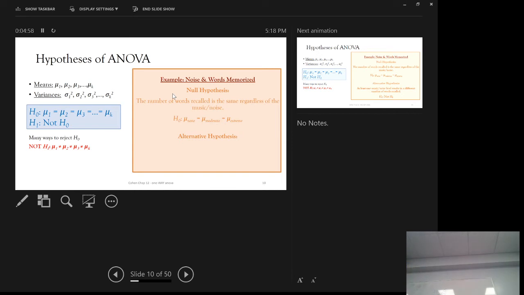So in our music and noise and memorizing, our null hypothesis would be that the average words memorized with no music is the same as the average words memorized with moderate music, which is equal to also the average if you have extreme. All 3 of those are average. How would you write the alternative?